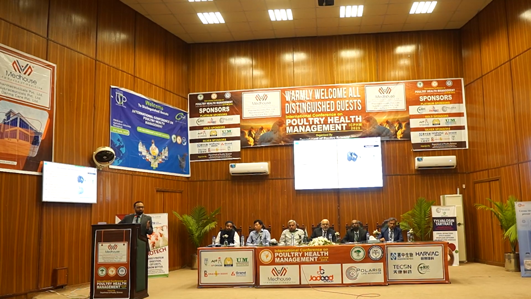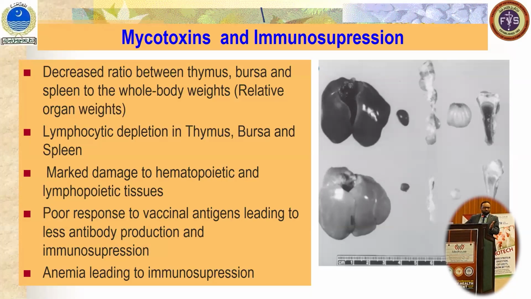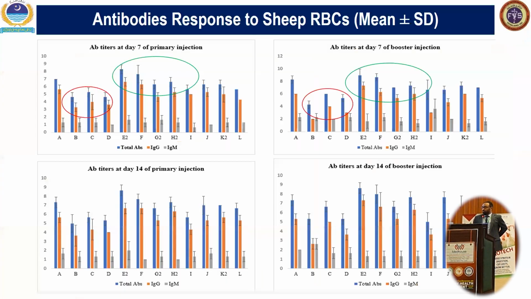On the other side, a high level of mycotoxin in the feed is coming continuously. Your quality vaccine will not work, because in the presence of the mycotoxin, the antigen presenting cell number will decrease, and you need a rich population of APCs to respond to the vaccine antigen. Therefore, it will lead to less antibody production and immunosuppression. And it will also lead to anemia, which is leading to immunosuppression.